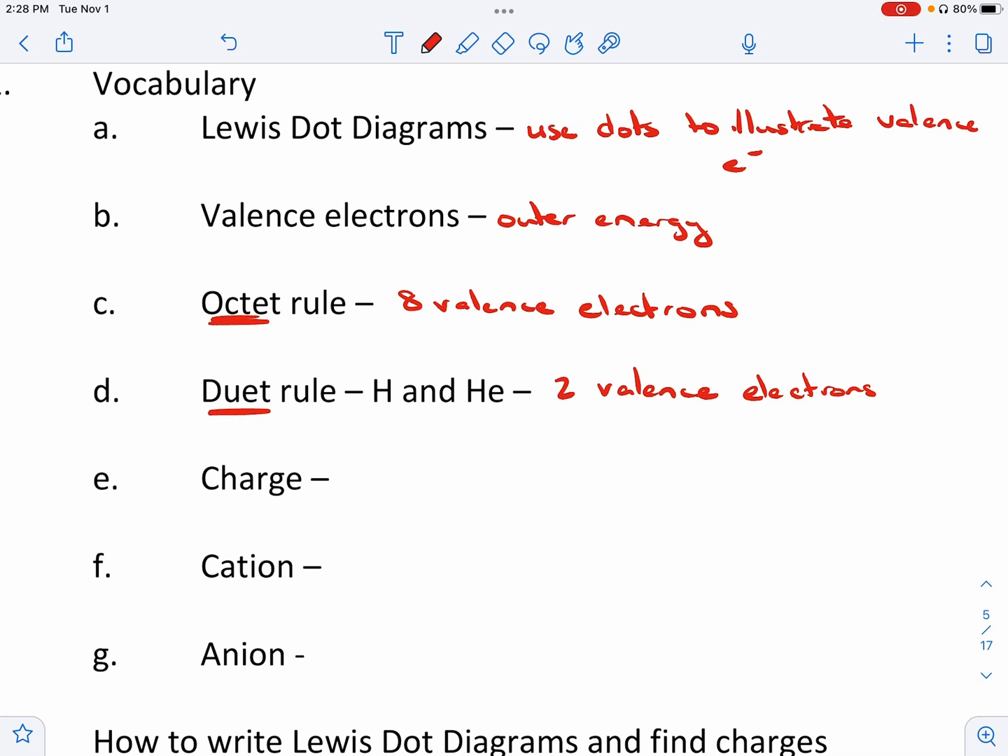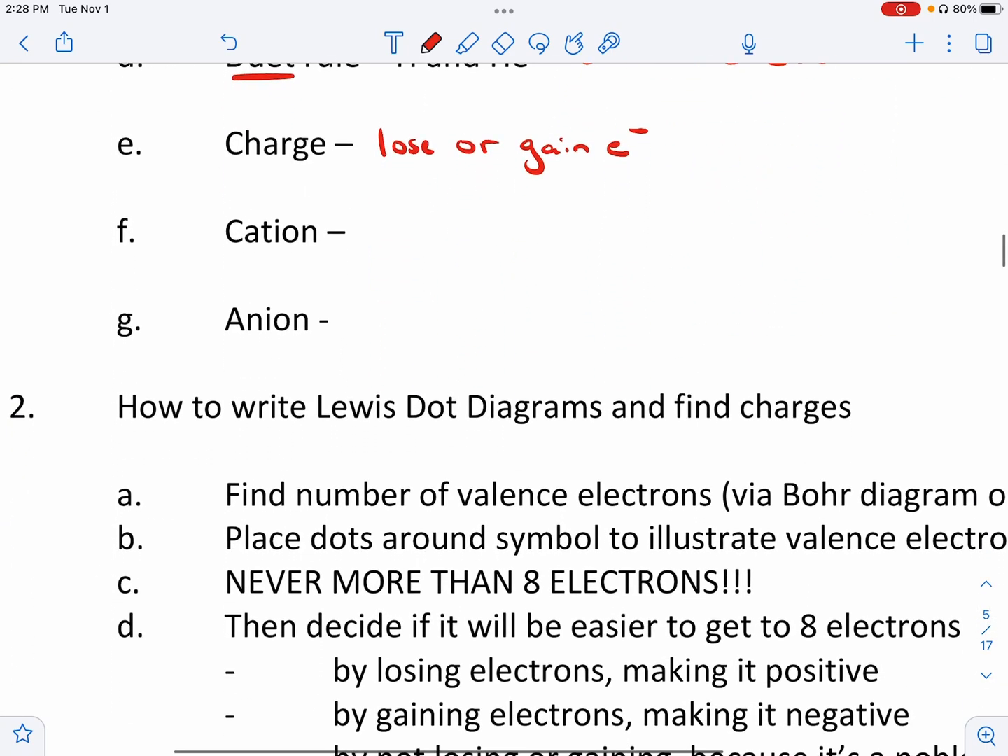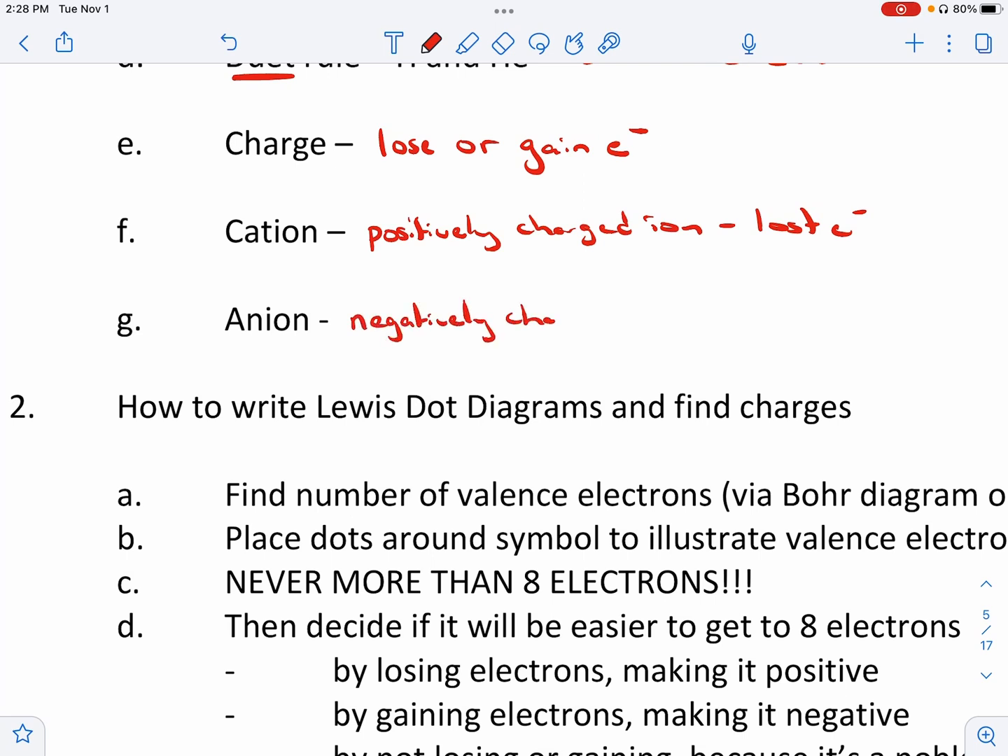Then we have what is called charge, and this is where we lose or gain electrons. And when we lose or gain negative charges, obviously we either become positively or negatively charged, which brings us to our cation. Our cation is a positively charged ion. And this is one that has lost electrons. If you lost electrons, you become positive. An anion is negatively charged, and this is gaining electrons.